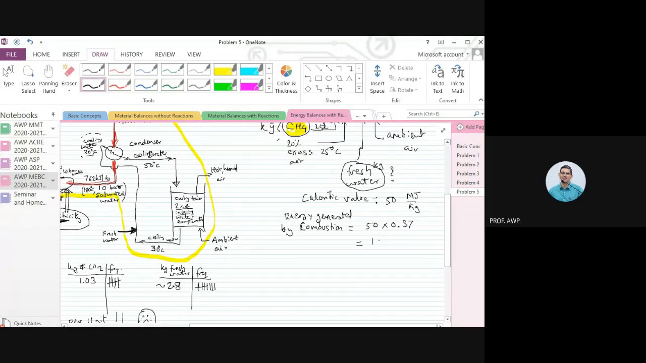$18.5. Great. Did you use? Yes or no? Yes, sir. Okay. 18.5 megajoules, which is 18.5 into 10 raised to 3, which is 18,500 kilojoules. Do you agree with this?